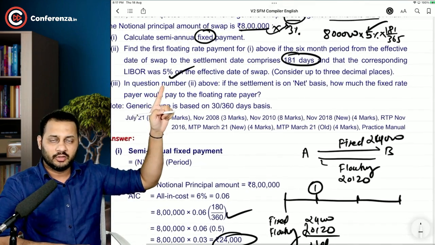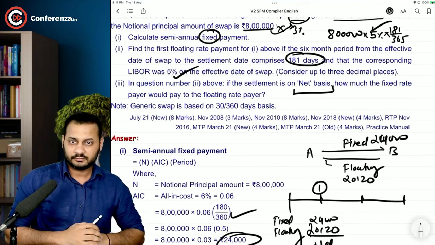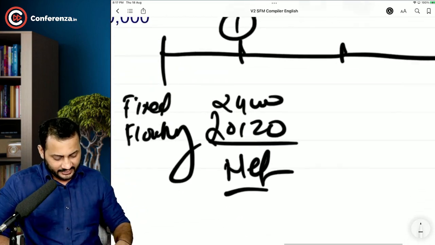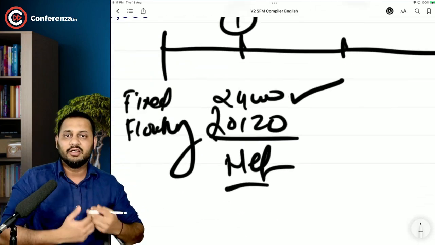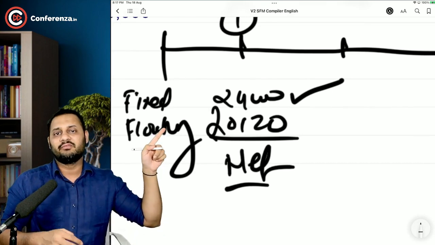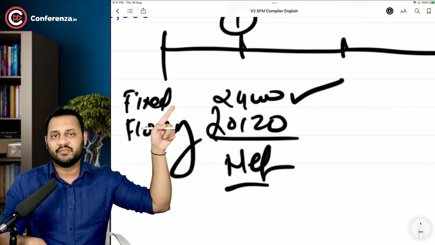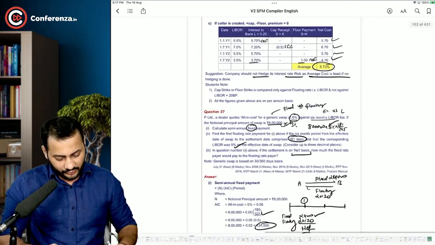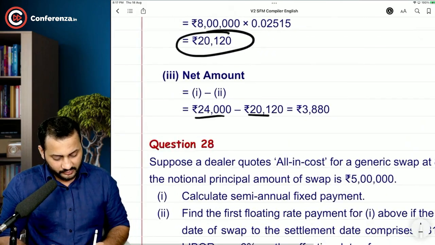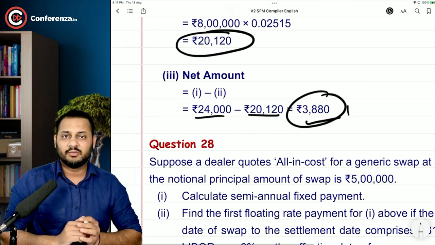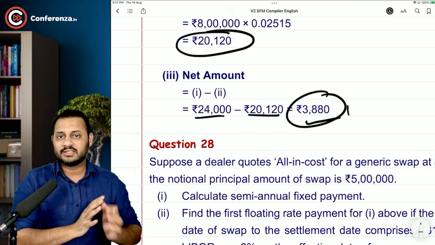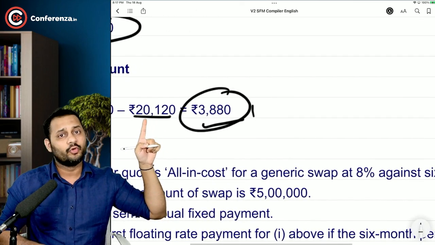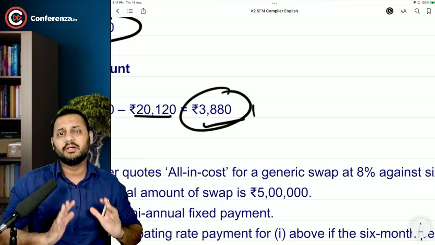In the question above, if the settlement is on a net basis, how much would the fixed rate payer pay to the floating rate payer? You can easily say that the fixed rate payer is having a higher amount for payment than receiving. So whosoever is going to pay the fixed amount, he will receive less but pay more. So that's why he is going to be the net payer. 24,000 minus 20,120. That is going to be the settlement amount for the first 6 months. On the next 6 months, this amount will remain the same, but the LIBOR will change and accordingly the floating rate payment will change. This is the simple way of swapping.